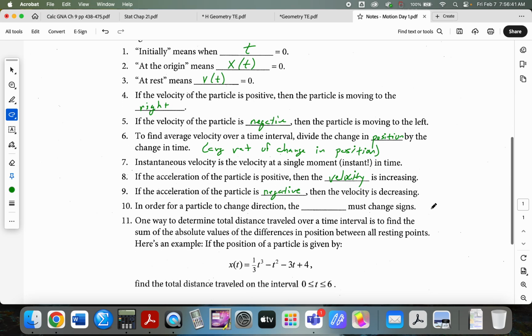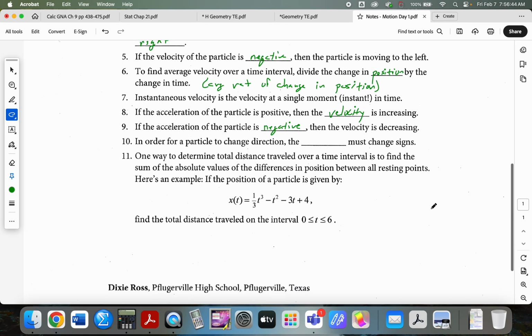All right, in order for a particle to change direction, what has to change signs? Velocity. The velocity has to change signs. And I'm going to point out that students sometimes take that a little too far. They say if the velocity is 0, the particle's going to change directions. But I think we've talked about it in this class before. If you pull up to a stop sign, can't you continue going down the same road? You don't have to suddenly throw it in reverse then.